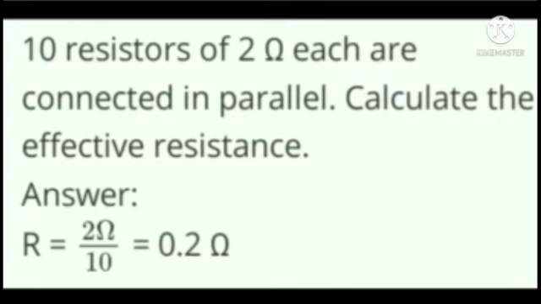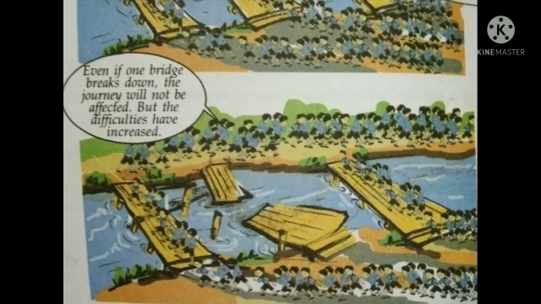Here we can see a figure. It is like a parallel connection. Here also the middle part of the bridge is broken. But we can see that there are two other ways to go to the outside, though the difficulties have increased. This is the same in the case of parallel connection. That is, if any of the connections is broken or has any problem, it is not affected in the parallel connection. The circuit works normally, but it has some difficulties.